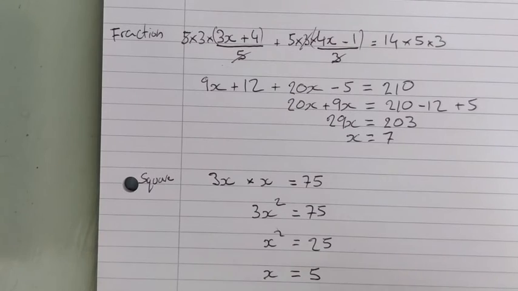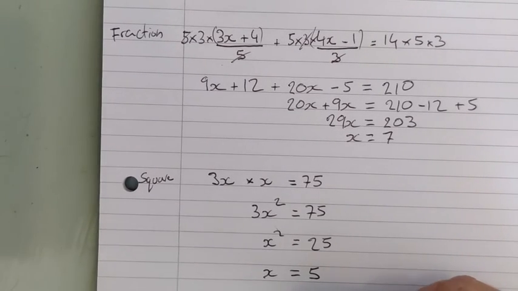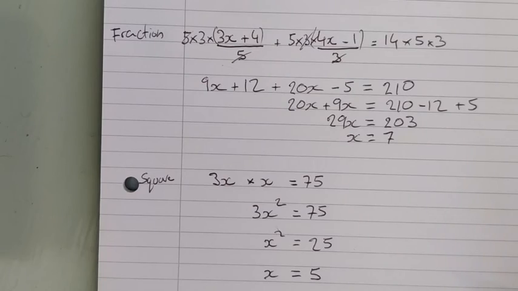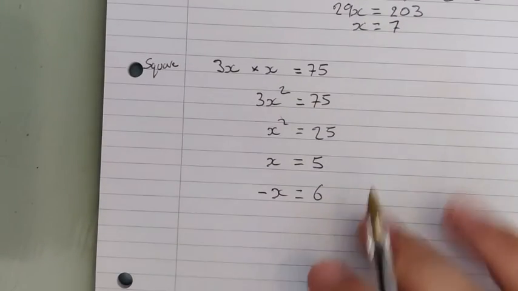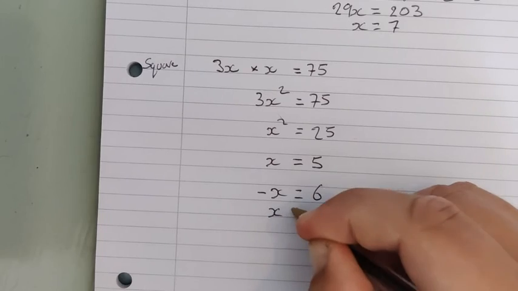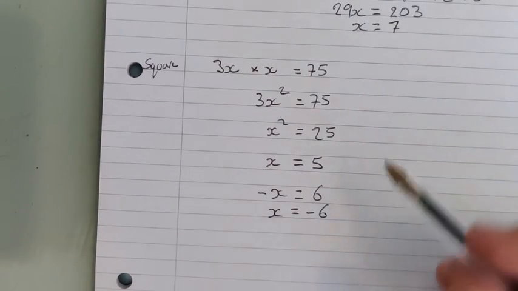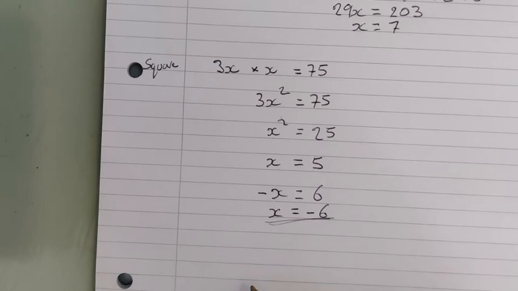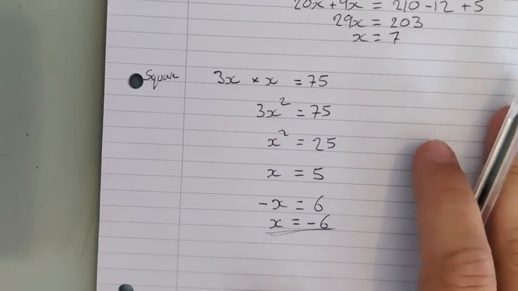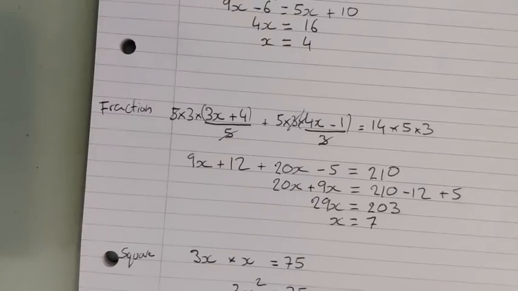If you ever get an answer that says minus x equals 6, just rewrite that as x equals minus 6. They both mean exactly the same thing, but this is just how you should write it. I hope that helped, and that's just an introduction of how to solve equations.